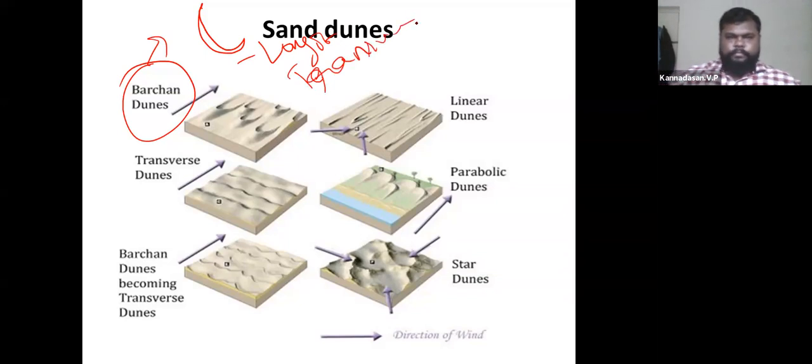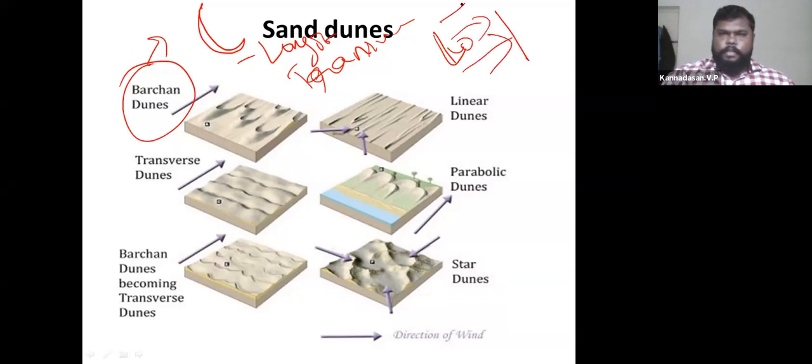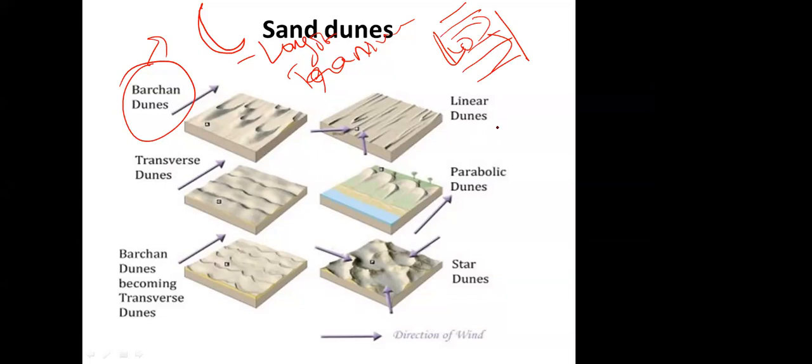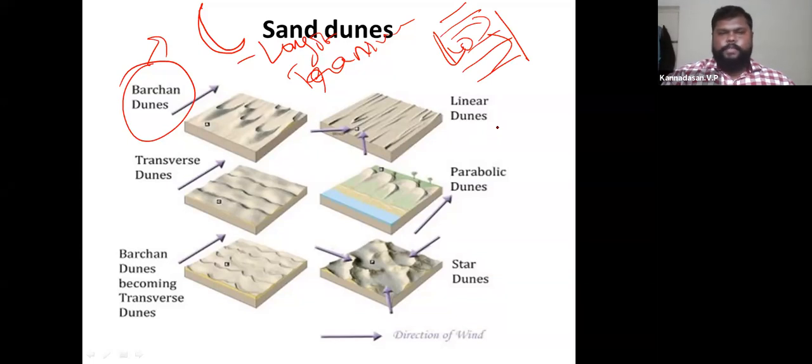What is the difference between longitudinal and transverse? Simple. If a dune is created parallel to the flow of the wind, that is called a longitudinal dune. If a dune is created parallel to the flow of the wind, that is called what? Longitudinal. Transverse. If it is created perpendicular to the flow of the air, then it is called a transverse dune.